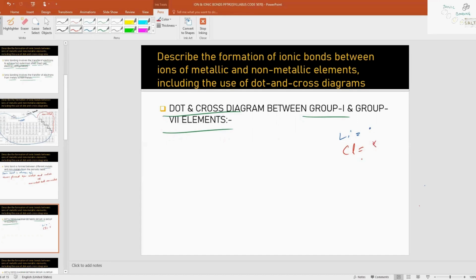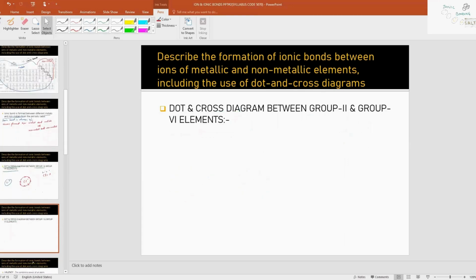Lithium will lose one electron and chlorine will gain that electron. The formula of the ions will be like this. Lithium, after losing one electron, will form an ion of the charge Li+, and chlorine will take up that electron. Let me show the electrons of chlorine first: 1, 2, 3, 4, 5, 6, 7. The 8th electron will be coming from lithium, so it will acquire the charge minus.